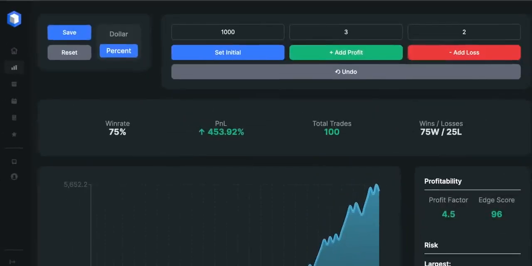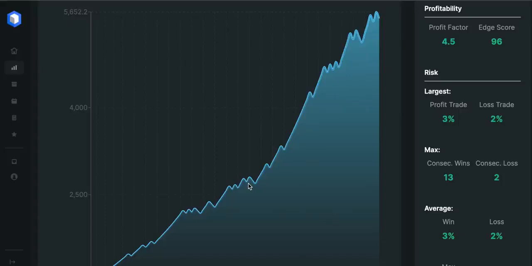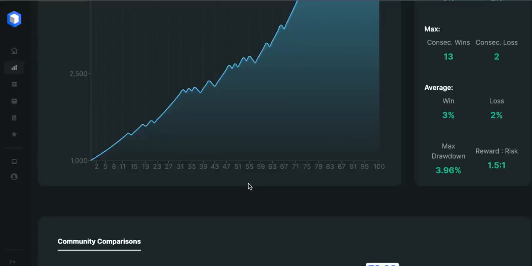So after taking 100 trades with the strategy, the win rate turned out to be 75%. The profit and loss is also pretty high, but bear in mind the spreads and fees are not taken into account. The profit factor is 4.5 and we had 13 consecutive wins against 2 consecutive losses. The maximal drawdown does not exceed 4%.